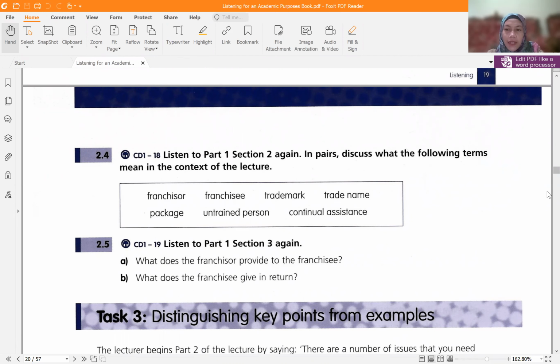You can discuss what the following terms mean in the context of the lecture: franchisor, franchisee, trademark, trade name, package, untrained person, continual assistance. Jadi kita perlu melihat, mendefinisikan term-term di sini, franchisor, franchisee, and etc., berdasarkan konteks dari lecture yang akan kita dengar. So now let's listen to Section 2 of the lecture.